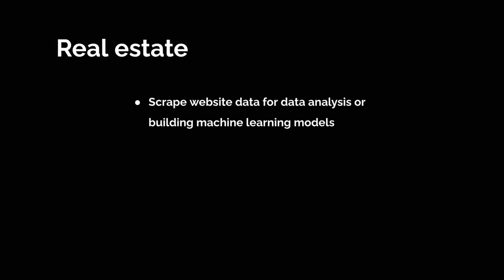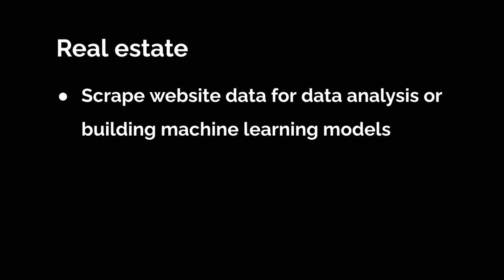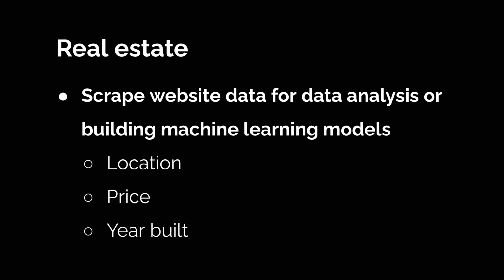As well, in real estate, often you'll scrape website data for data analysis or for building machine learning models. So web scraping is very commonly seen in automation and also with data science and machine learning because you need to get data somehow, and oftentimes you need to web scrape in order to collect data. Without data like location or price or the year that a piece of real estate was built, you wouldn't be able to have enough of a data set to actually perform analysis or to build machine learning models.